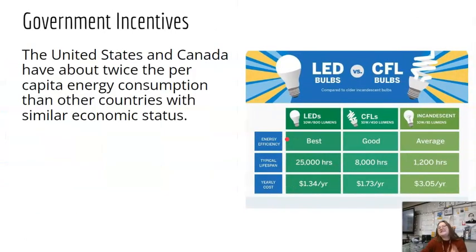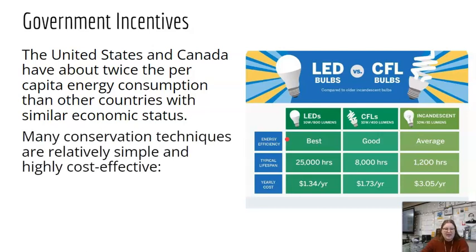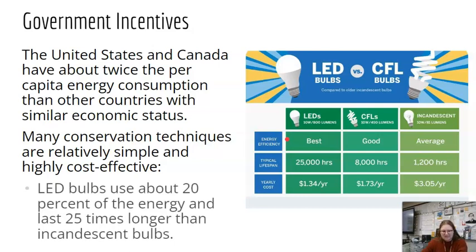So the government does get into energy regulation and costs and all of that with incentives. The US and Canada have about twice the per capita energy consumption of other countries with similar economic status. So even other countries that have the same amount of money, we use significantly more energy than them. And many conservation techniques are relatively simple and highly cost effective.